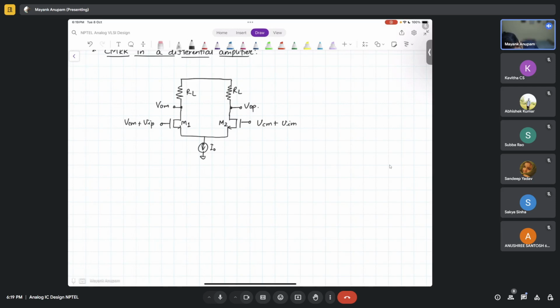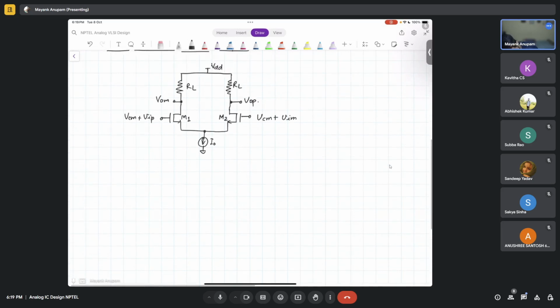Yes, so we already saw that the differential gain is how much. Differential gain is GM by 2 times RL. This is differential gain.